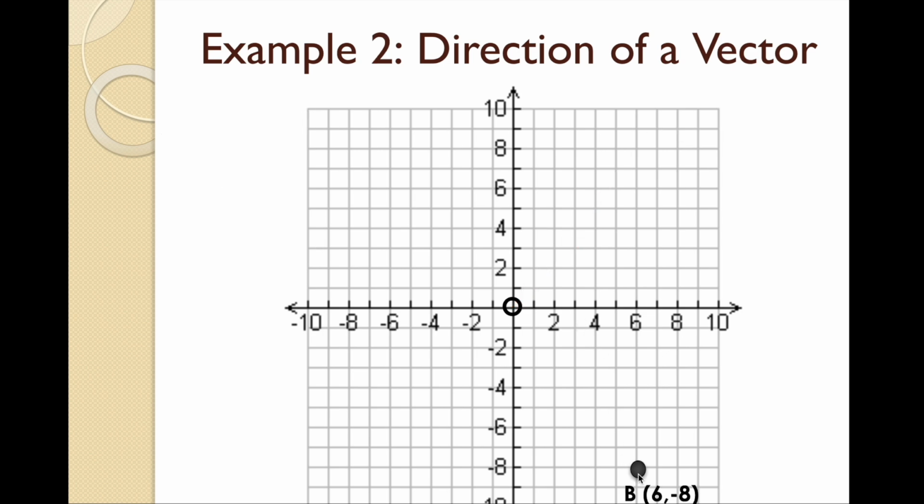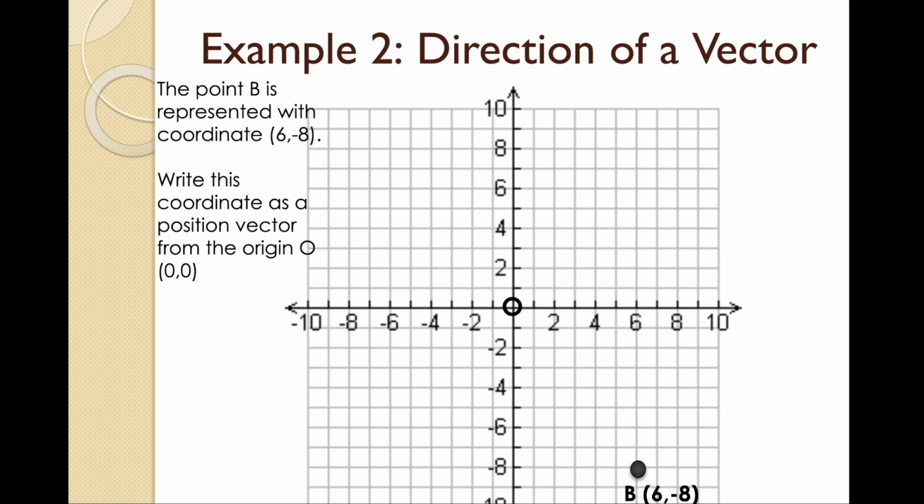So with this one, this is B. B is 6, negative 8, right? So how do you think we can make a vector from O to B? We have to go O to B to get that position vector. So we have to go how much to the right to get to B? 6, and then how much down? 8. So we go down 8.